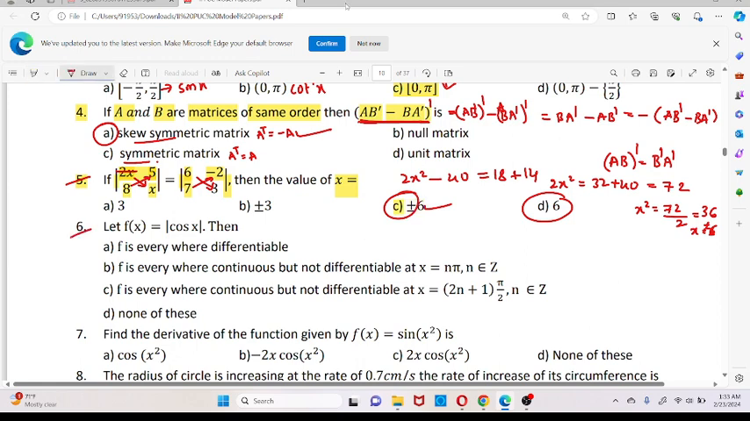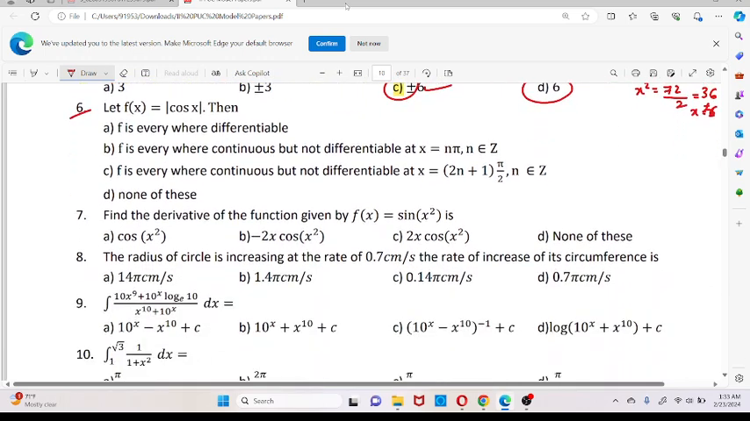Then the sixth question, again it is an application level question. Let me check the question here, please. See, what is the question?